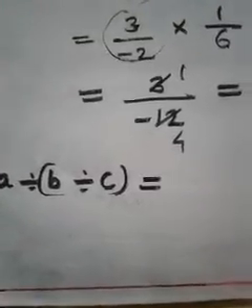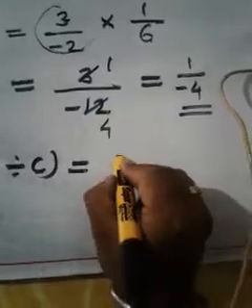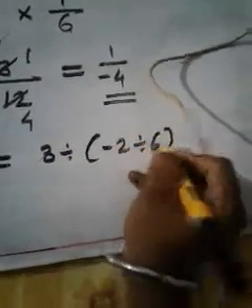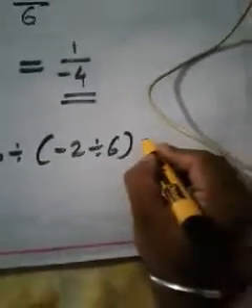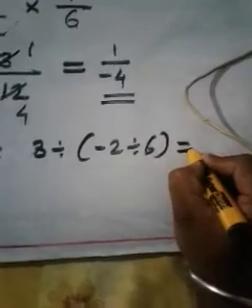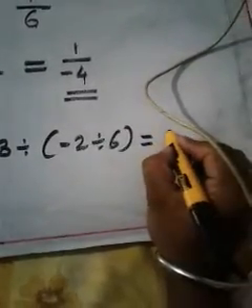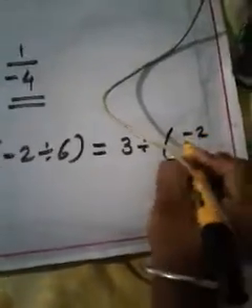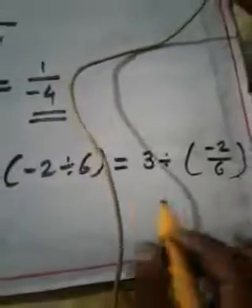Now we have to calculate a divided by b divided by c. That means 3 divided by minus 2 divided by 6. Isn't it? 3 divided by minus 2 divided by 6. Any problem? No. Now just see, can I write it as 3 divided by minus 2 by 6? Can I replace as minus 2 by 6? Any problem?